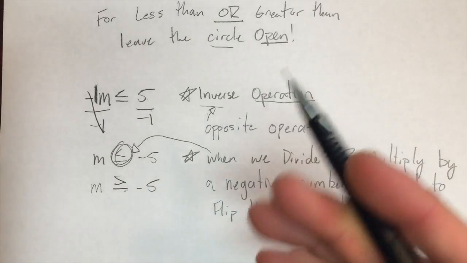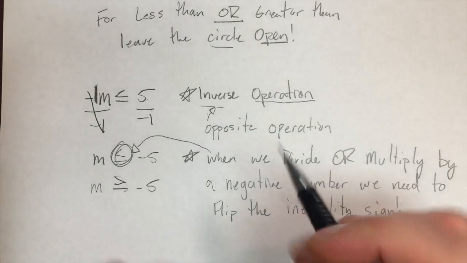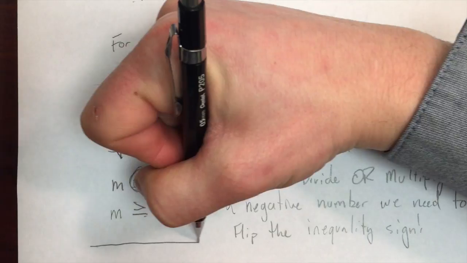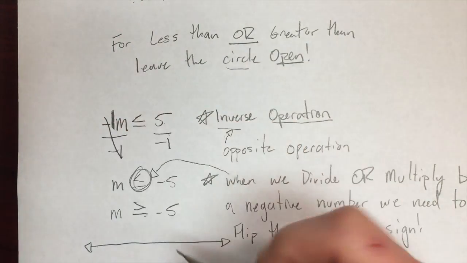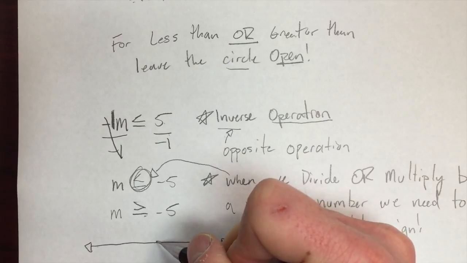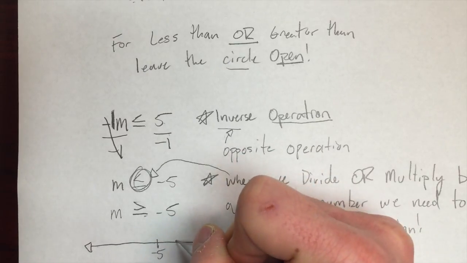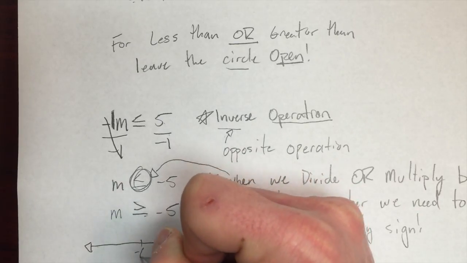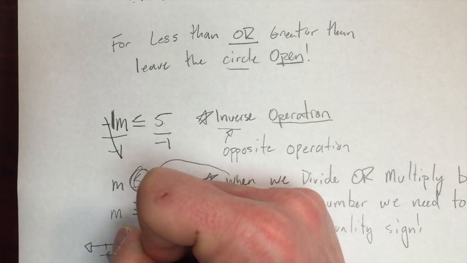Okay, so let's graph this. M is greater than or equal to negative 5. Let's make a number line. We're working with negative 5, so I'm going to put it about in the center, and I'm going to go negative 4, negative 3, negative 2, and negative 6 on this side of negative 5, negative 7, negative 8.